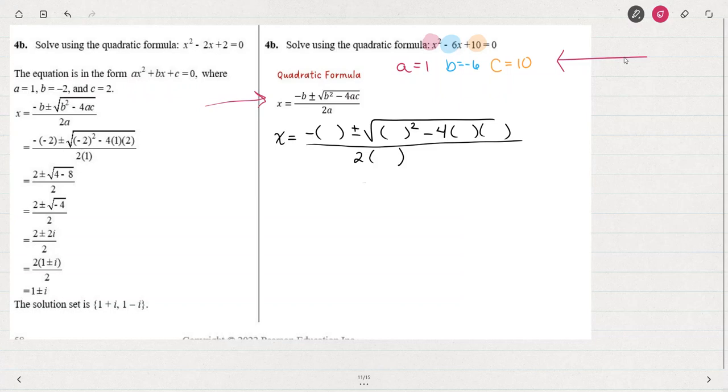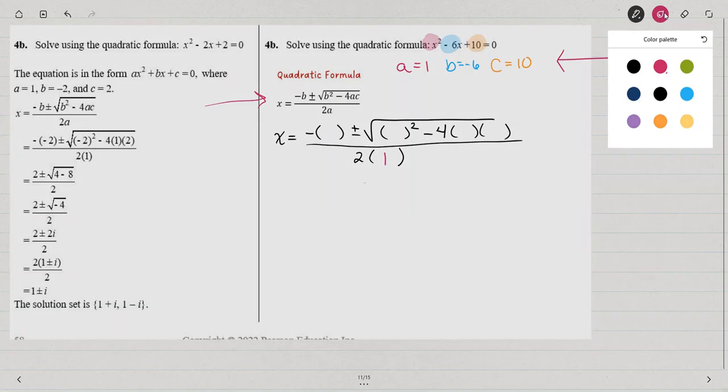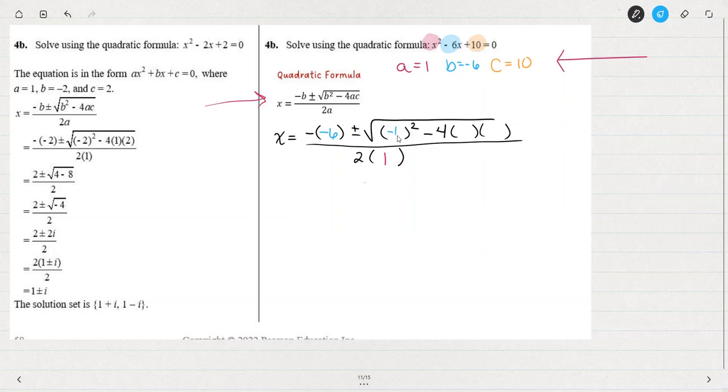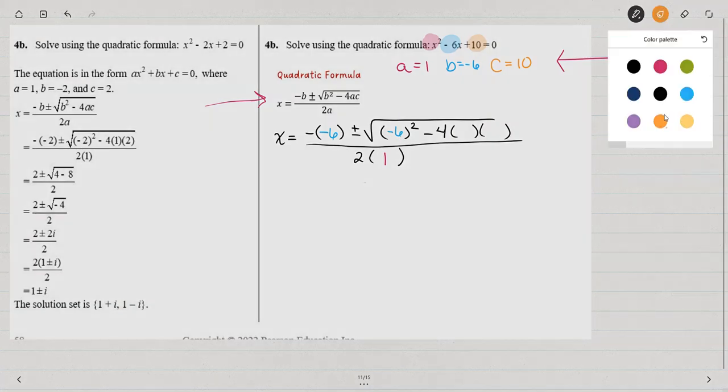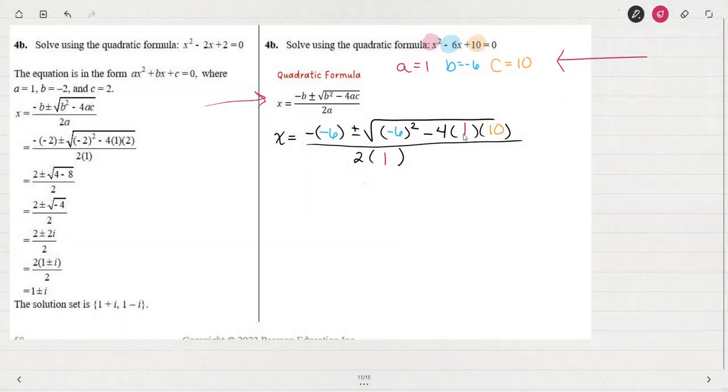The third step is to fill those values in. So in place of a, I'll put a 1. For b, I'll put negative 6. That shows up twice. And then for c, we've got 10. Oh, and I skipped one of the a's. A is 1.